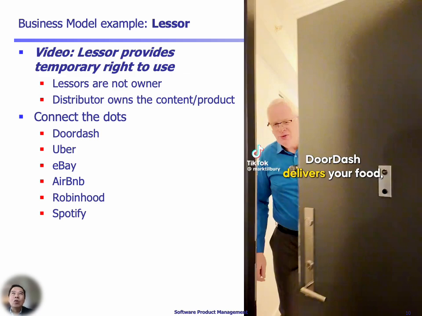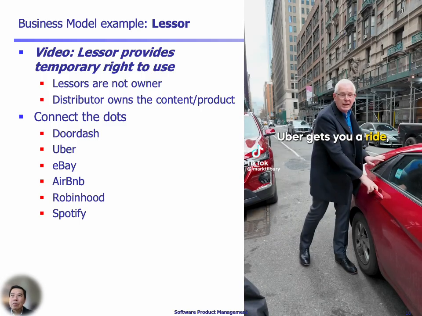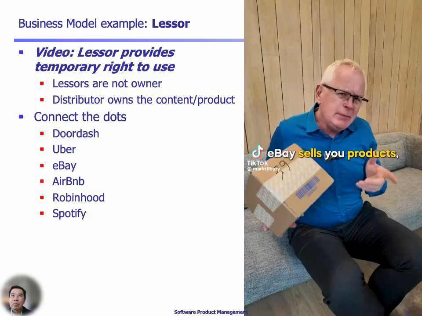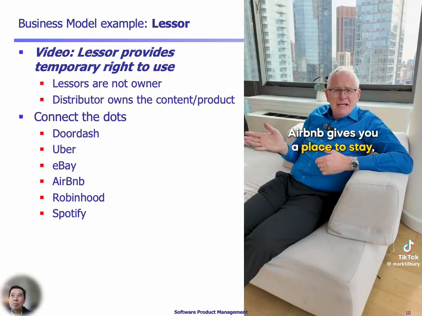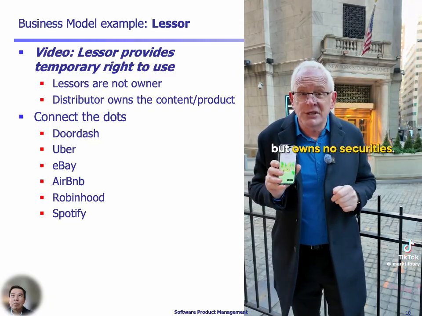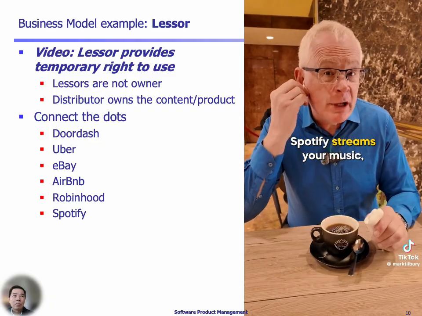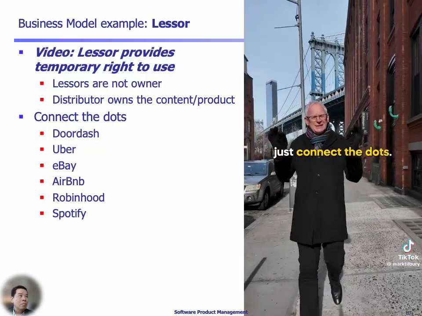You don't have to own license to the product that you have. So let's hear this DoorDash one. DoorDash delivers you food but owns no kitchens. Uber gets you a ride but owns no cars. eBay sells you products but owns no inventory. Airbnb gives you a place to stay but owns no properties. Robinhood lets you trade stocks but owns no securities. Spotify streams your music but owns no record labels. You don't need to own it to profit from it. Just connect the dots.